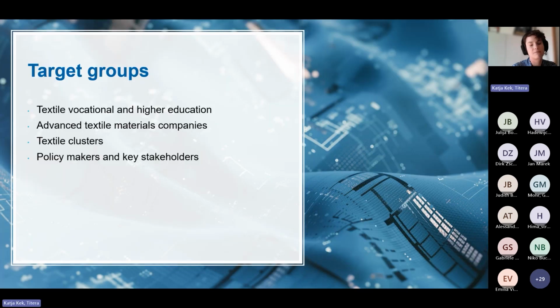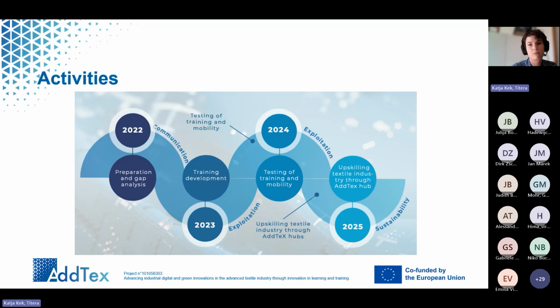Yeah, the target groups are mainly 4. The first are, of course, the vocational and higher educational teachers and learners and students. The second one are textile companies, then textile clusters, and of course the general public.